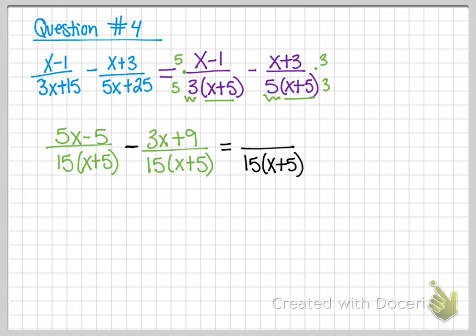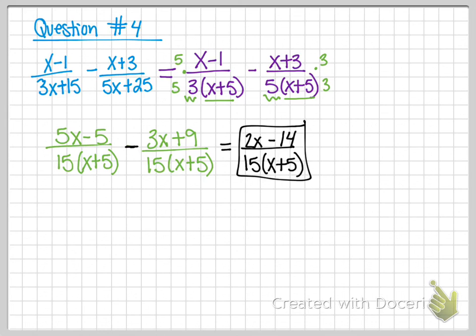So the denominator will stay the same, and we're going to go ahead and subtract like terms. So 5x minus 3x would be 2x, and then negative 5 minus 9 will then end up with a negative 14, or a minus 14. And this right here will be our final answer.